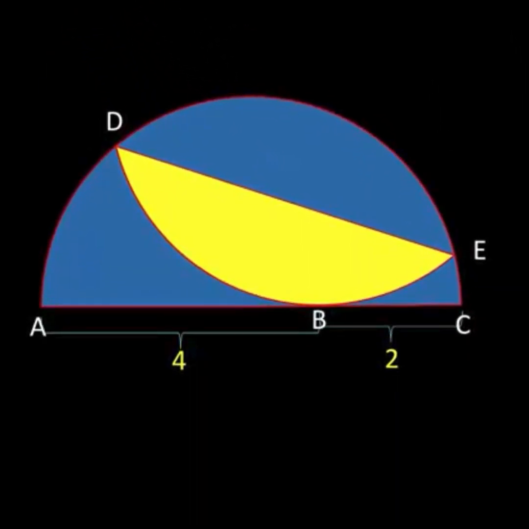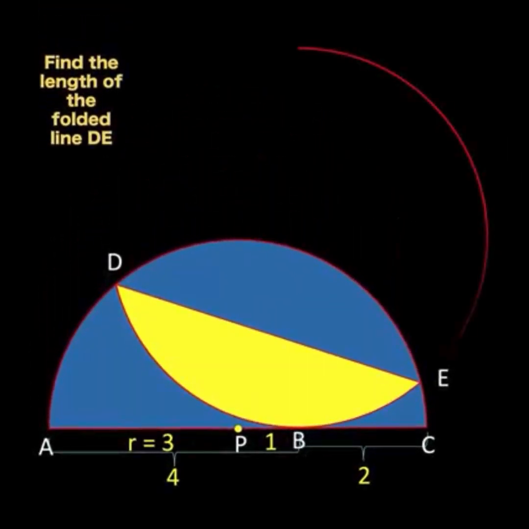First, let's locate the center of the blue semicircle. Let's call it point P. Now, since the diameter of the semicircle is 4 plus 2 equals 6, it follows that the length of the radius is 1/2 of 6, which is 3. So the radius is 3 units. Then it follows that the length of segment PB must be 1 unit. Then let's construct this red circle containing this yellow circular segment of the original blue semicircle.